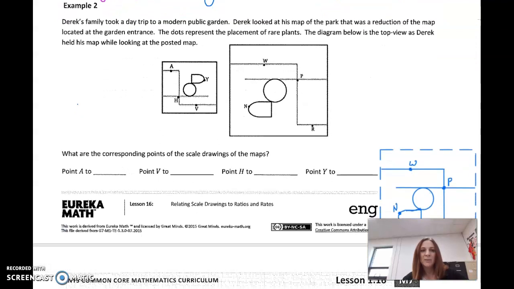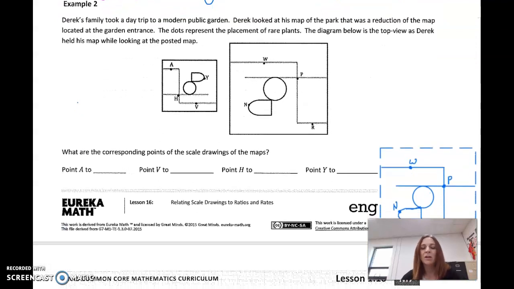It says, Derek's family took a day trip to a modern public garden. Derek looked at his map of the park. That was a reduction of the map located at the garden's entrance. The dots represent the placement of rare plants. The diagram below is a top view as Derek held his map by looking at the posted map. So he's holding his map, and he's looking at the posted map. And what we understand is sometimes when we reduce things or enlarge things, we can also rotate them.